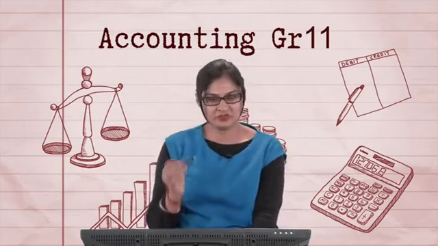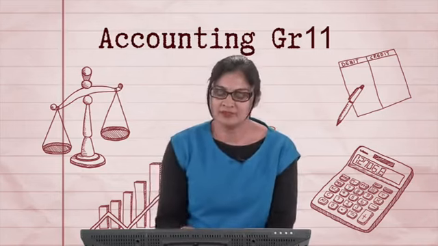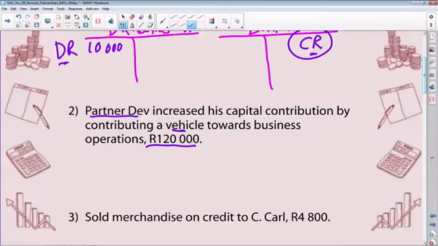Okay, guys, time's up. Let's see how many of you were able to identify the accounts correctly. So I'm going to read the transaction just one more time. Partner Dave increased his capital contribution by contributing a vehicle towards the business operations, $120,000. Okay, so let's draw two ledger accounts. And let's try to identify firstly the two accounts and then which account is debited, which account is credited.